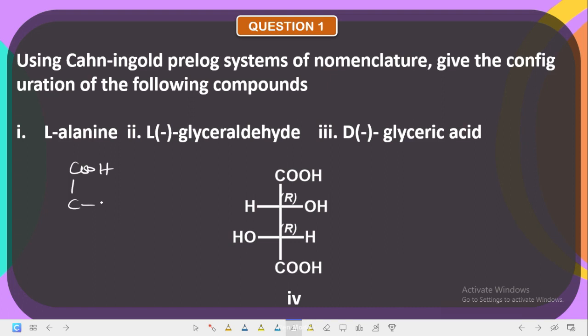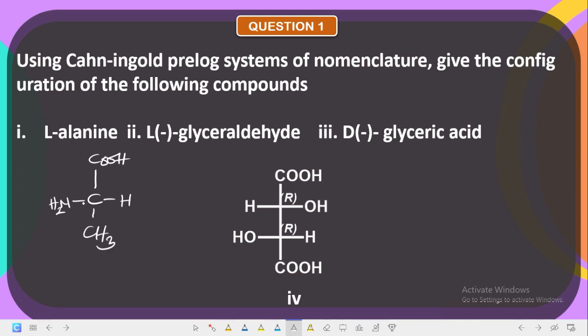L-alanine means hydrogen is here, NH2, and then you have CH3. This is the structure of L-alanine. Now, when they give you the Fischer projection, of course, you know that this is a Fischer projection. If I want to draw it, I will draw it as C, and then COOH. And here is what? NH2 or H2N. And here is what? H. And here is what? CH3. This is the structure of alanine.